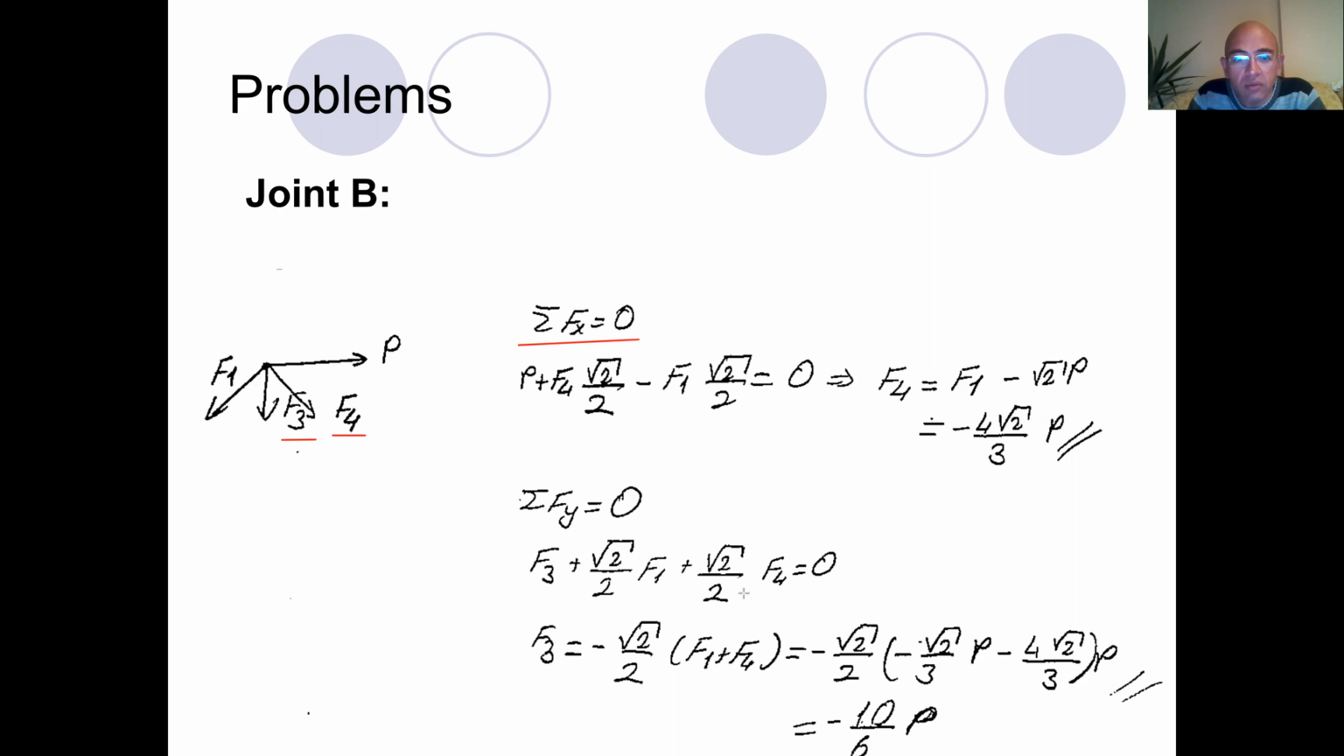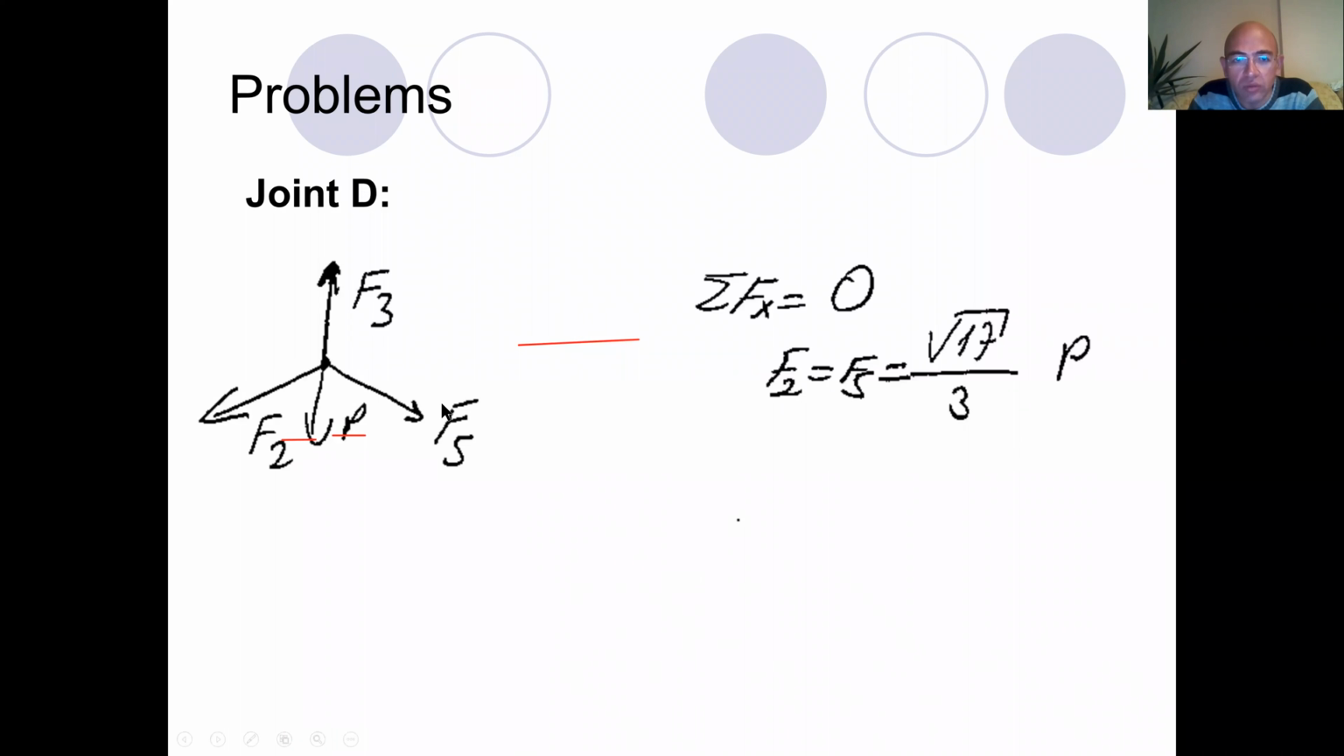I can calculate F3 from equilibrium in y direction. That is, in y direction, I have F1, F3, and F4. F3 plus square root of 2 divided by 2 F1 plus square root of 2 divided by 2 F4 is equal to 0 in y direction. From here, I can calculate F3. It is minus square root of 2 divided by 2 multiplied by F1 plus F4. If I substitute the values, I get the value for F3. So F3 is minus 10 divided by 6 P. Obviously, I can say that F4 is compressive and F3 is compressive as well, since P is positive.